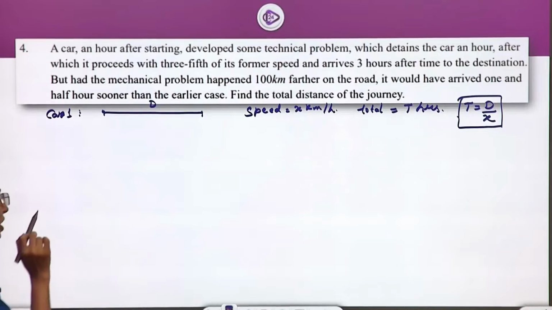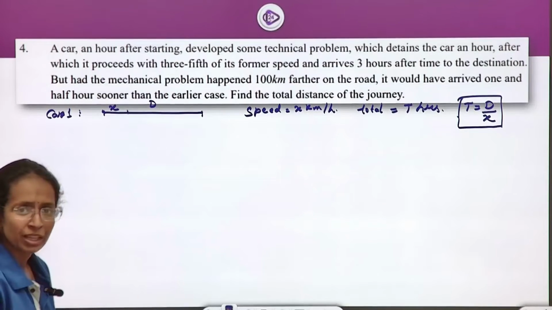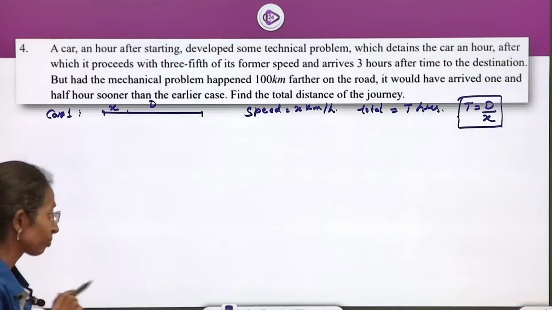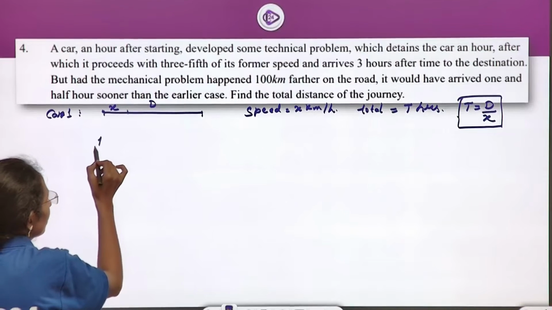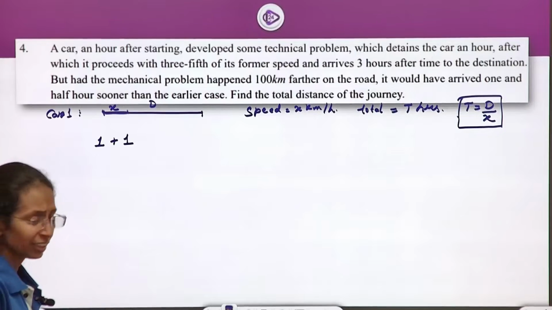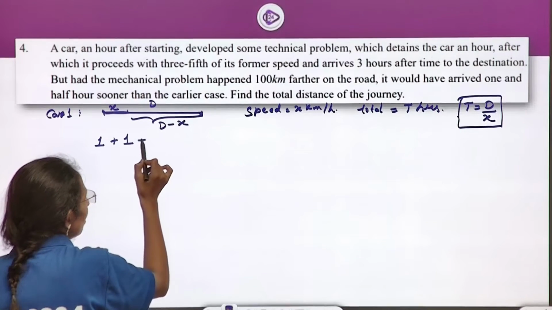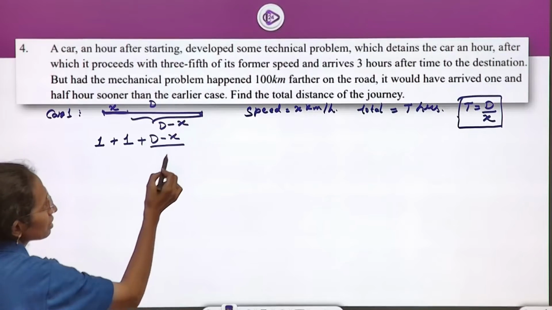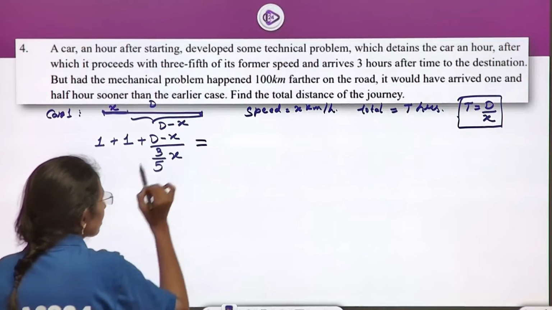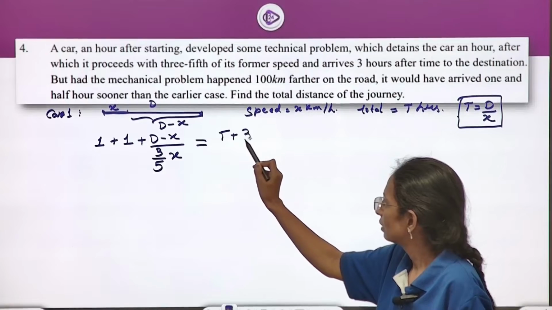But for case 1, what had happened: the car has traveled for 1 hour. That means 1 into x, it has traveled a distance of x, and then after that there was a mishap, so it was detained by 1 hour. That means initially the time taken for traveling the x distance is x by x, that is 1 hour. Then 1 hour detained, and then the remaining distance, which will be d minus x. So the remaining distance would be traveled at the speed of 3/5 of the original speed, 3 by 5 of x. Now this time is equal to total time plus 3 hours.